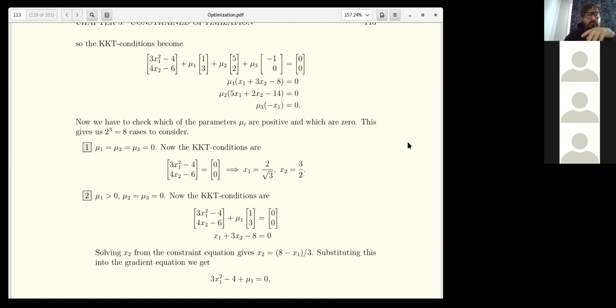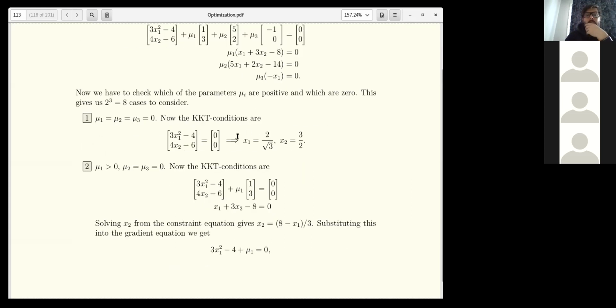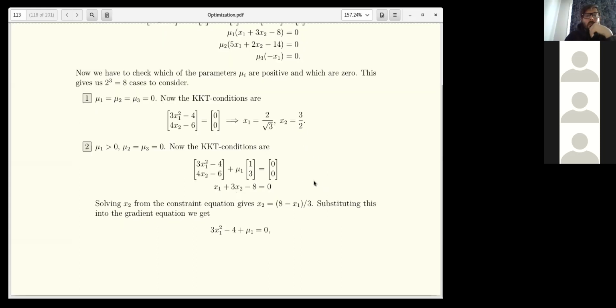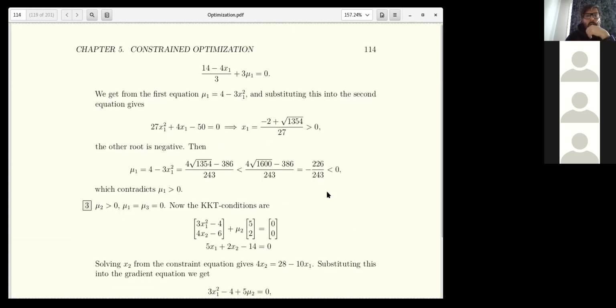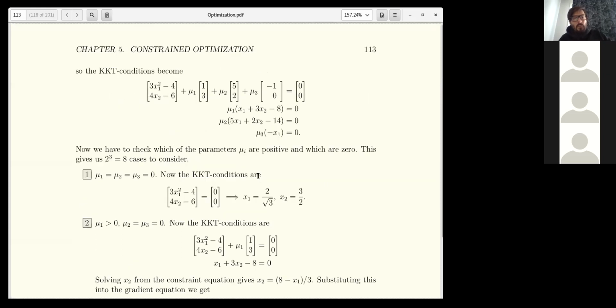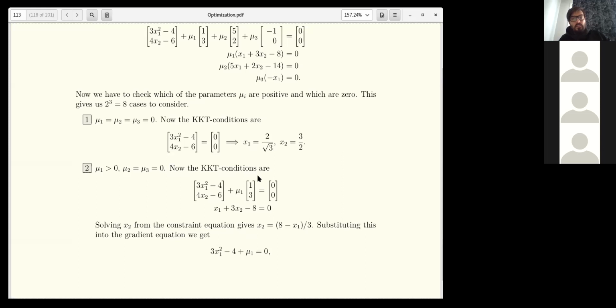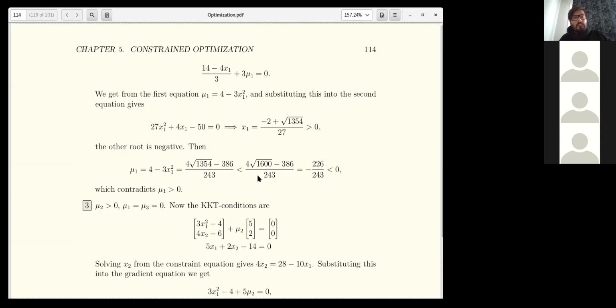So the first one gives us x1 is 2 over square root of 3, x2 is 3 over 2. The second one gives us solutions and substitutions. We can go through here and we get points. But one of the things is that we get a contradiction, because when we solve for this mu1, we get a negative value. So the second one leads into contradictions. It has no solutions that satisfy this situation.